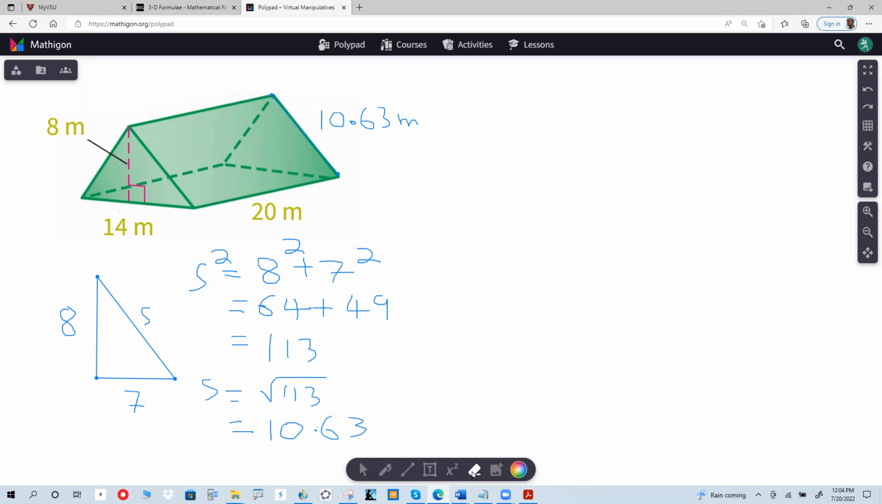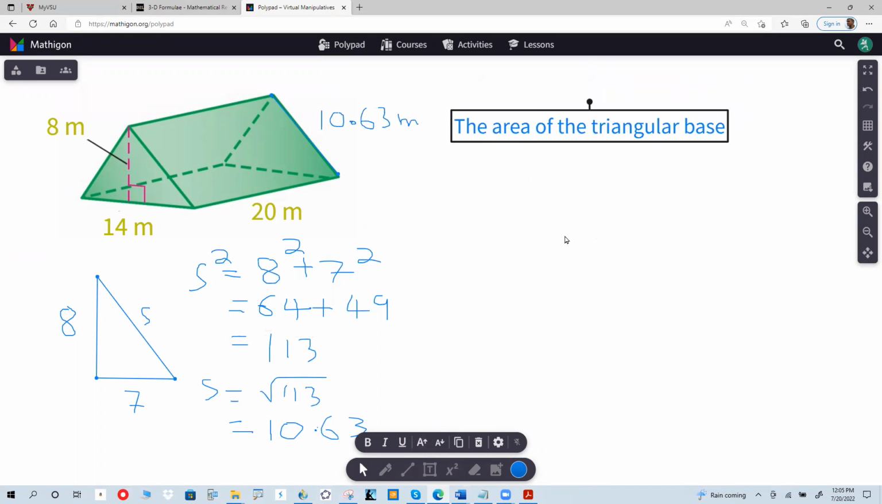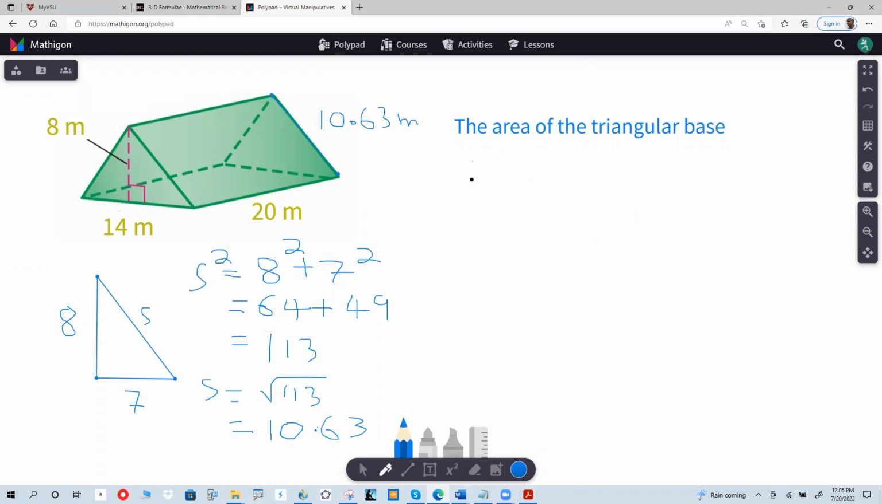Okay, so guys, I'm going to find the volume. To find the volume, I'm going to find the area of the triangular base. The area of the triangular base is base times height, the base is 14 times 8 divided by 2. I think it's 56.